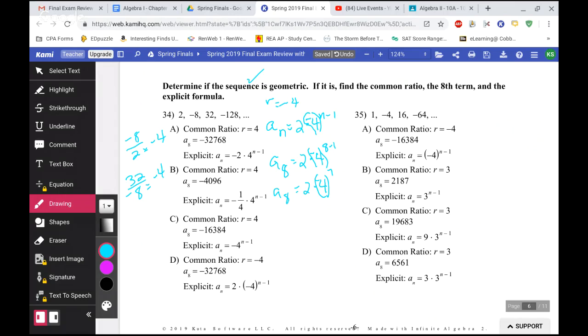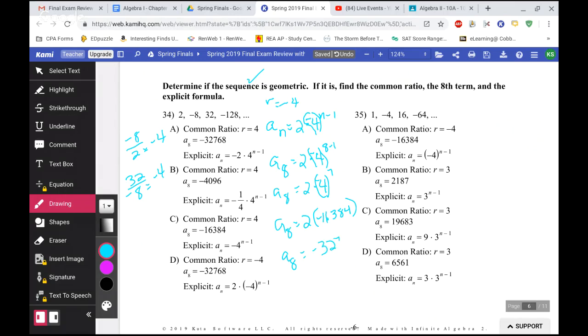So it's -4, and you definitely want to put that in parentheses. -4 raised to the 7th power, which is negative 16,384, times 2. And this is kind of where multiple choice could get ugly, because if somebody didn't multiply it by that 2, you've got a pretty close answer on C.